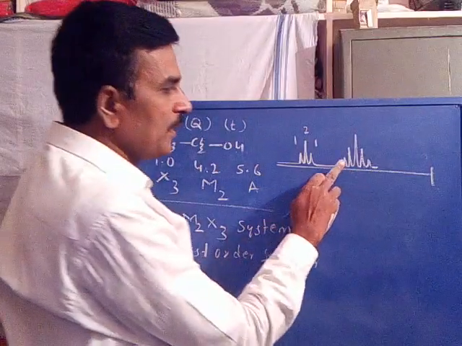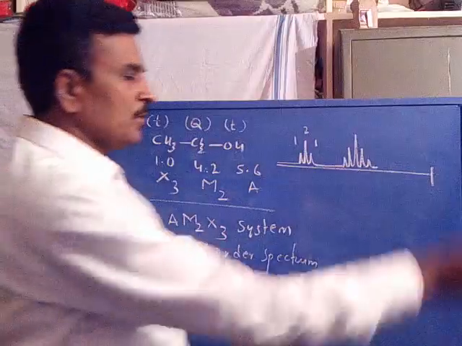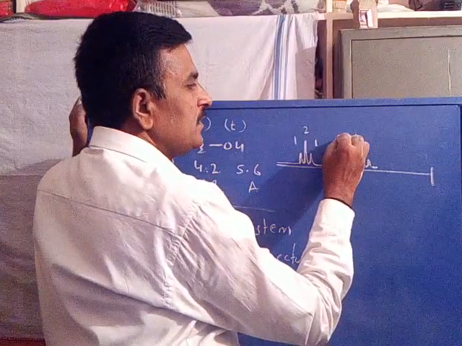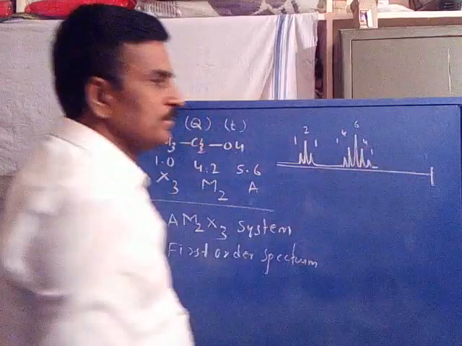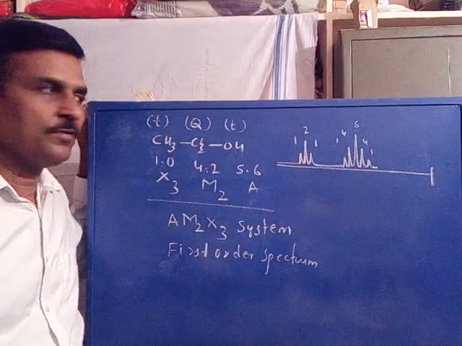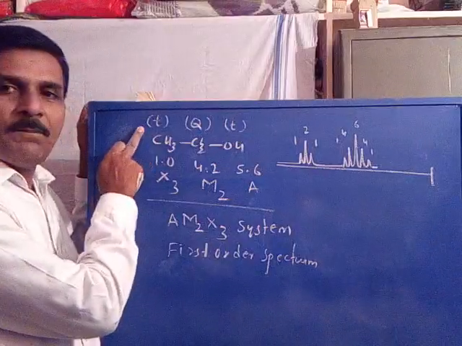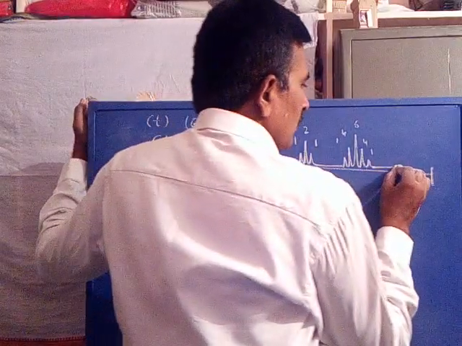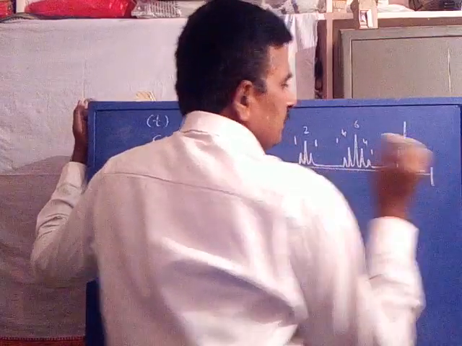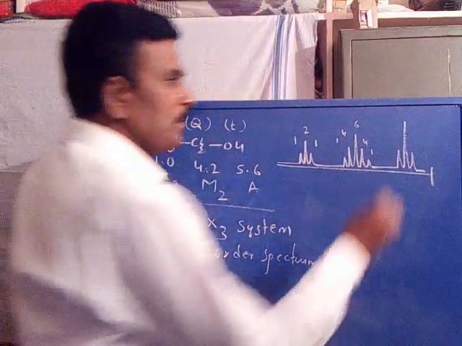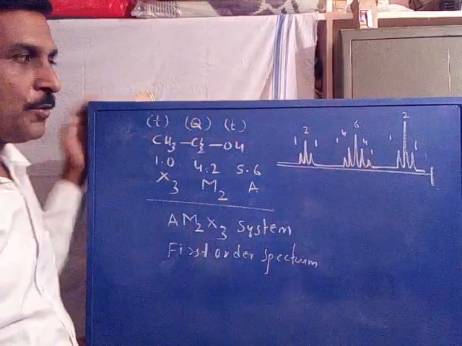If it is 5 lines for CH2, when there are 5 lines, the intensity should be 1:4:6:4:1. The last one, the CH3 proton, is a triplet. Its intensity should be 1:2:1.